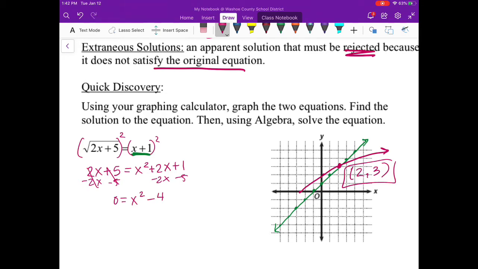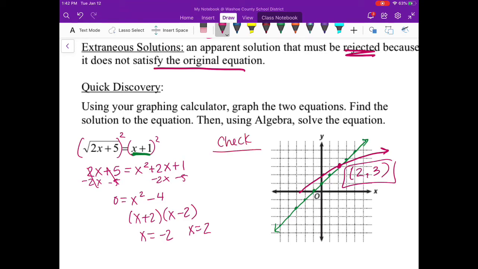That gives me x squared minus 4 here, which is a difference of squares, so I can factor that out, (x plus 2)(x minus 2), and I get x equals negative 2 and x equals positive 2. So then you go back and check which one works, right?